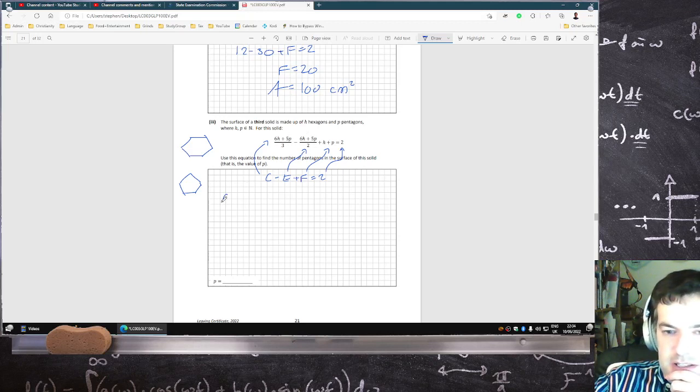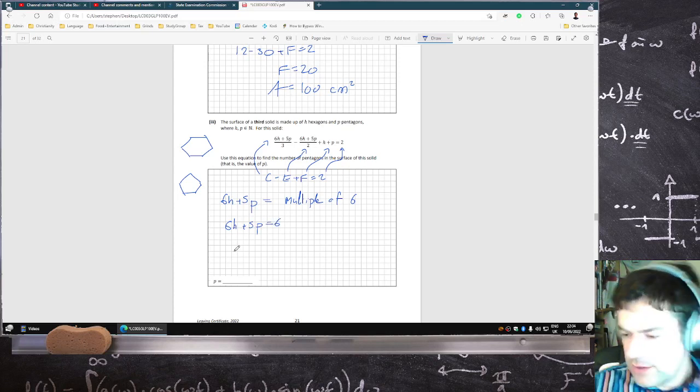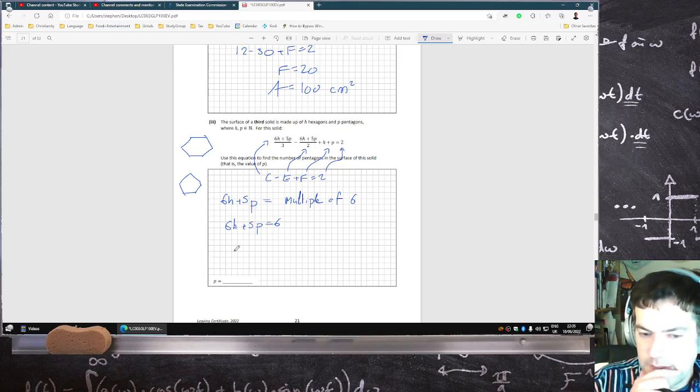Yeah, okay, so this 6h plus 5p has to be a multiple of 6, because you can't have a decimal number of corners or edges. Because this can be divided by 3 and by 2, that's being a multiple of 6. So the first possible solution, if I just said 6h plus 5p equals 6, will I get integer solutions? So h is 6 minus 5p over 6. Although if you want to be pedantic about it, it's a multiple of 6, so that's 6n.